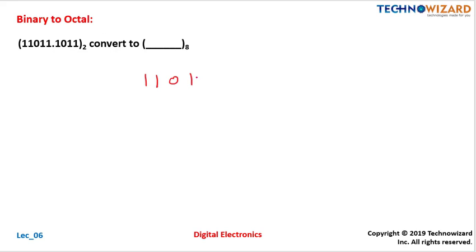Now the next one is binary to octal number. So here this is the binary number 11011.1011. Now you have to convert it into octal. So let's see this. In octal, you know that 2 to the power 3 is 8. So this is a 3-bit number, okay. So I am taking 3 bits like this here.